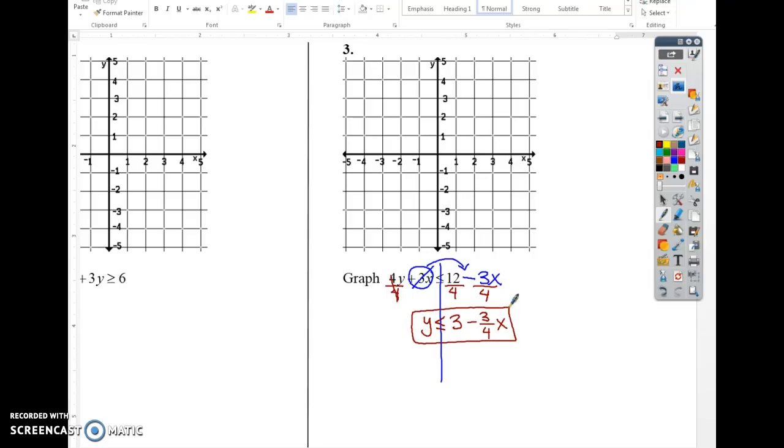Okay, so now that it's solved for y, you can either put it in y equals trace and get the points, or we can graph it by hand. Those of you who know how to graph it by hand, remember we're starting with the 3 because that is my y-intercept. 3, start at 3. And then the rise over run, my slope, is a negative 3/4. That means we're going down 3 and to the right 4. So you can go ahead and start graphing that.